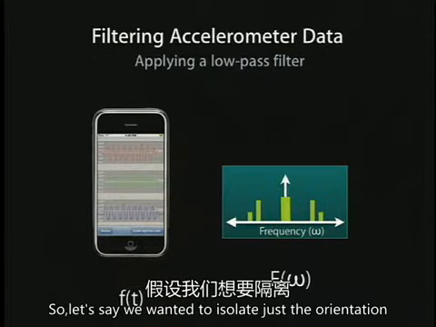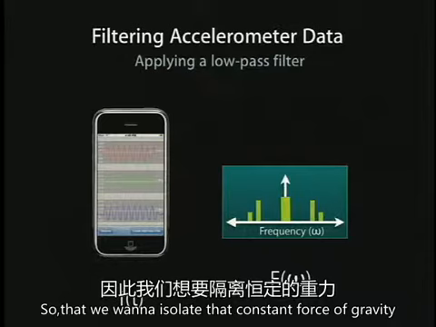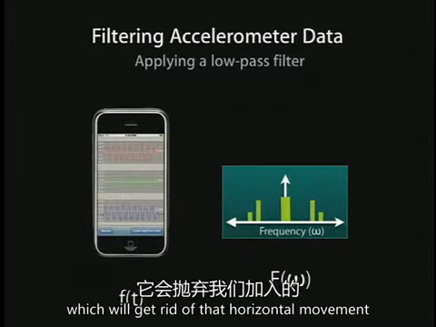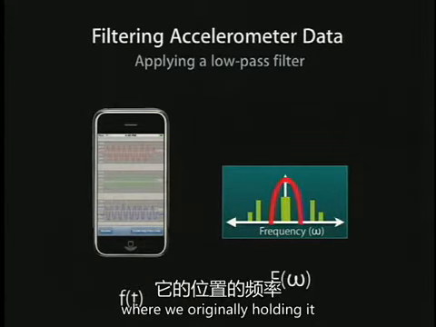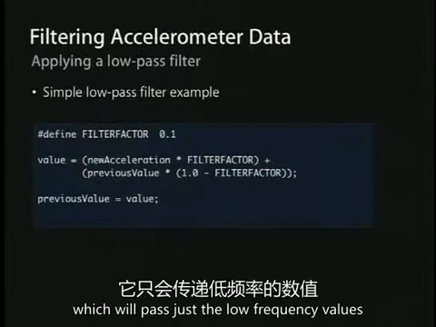So let's say we wanted to isolate just the orientation that we're holding it in, so that we just want to isolate that constant force of gravity. In this case, we're going to apply a low-pass filter, which will get rid of the horizontal movement that we introduced. We really just want the one frequency in the middle that was showing where we were originally holding it. The way we'll do that is with a low-pass filter, which will pass just the low frequency values.